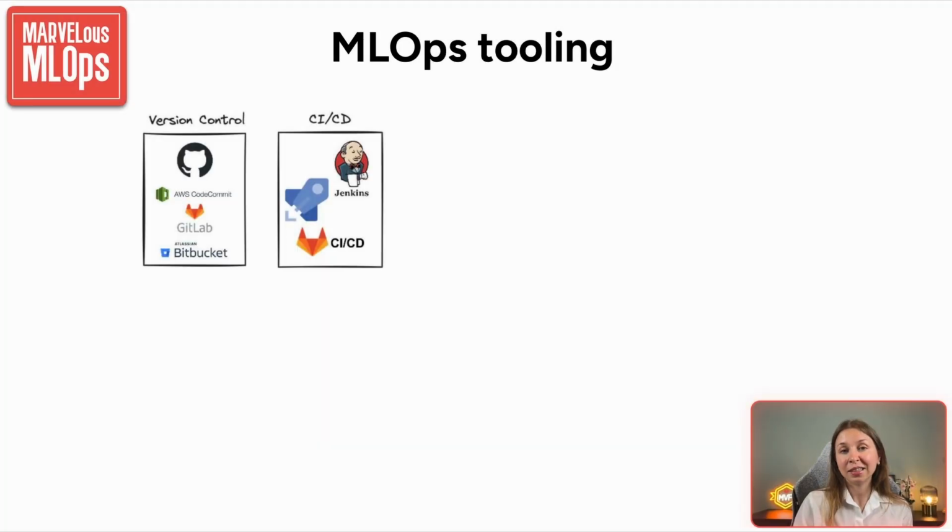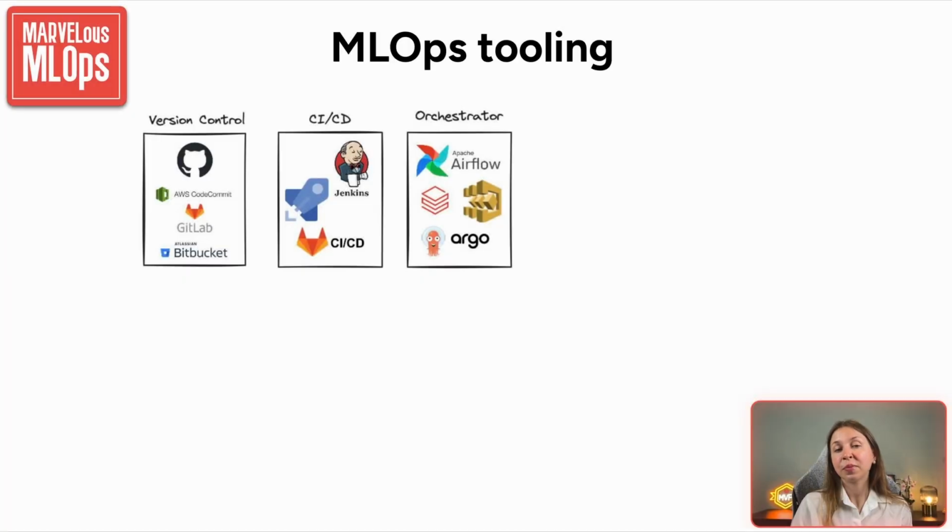You also need CI/CD pipelines. You can use Jenkins, Azure DevOps, GitHub Actions, GitLab CI/CD, anything you have at your disposal. You need an orchestrator. You can use Apache Airflow. You can use Argo Workflows, Databricks Workflows, and maybe more specific orchestrators for ML, such as MLflow.